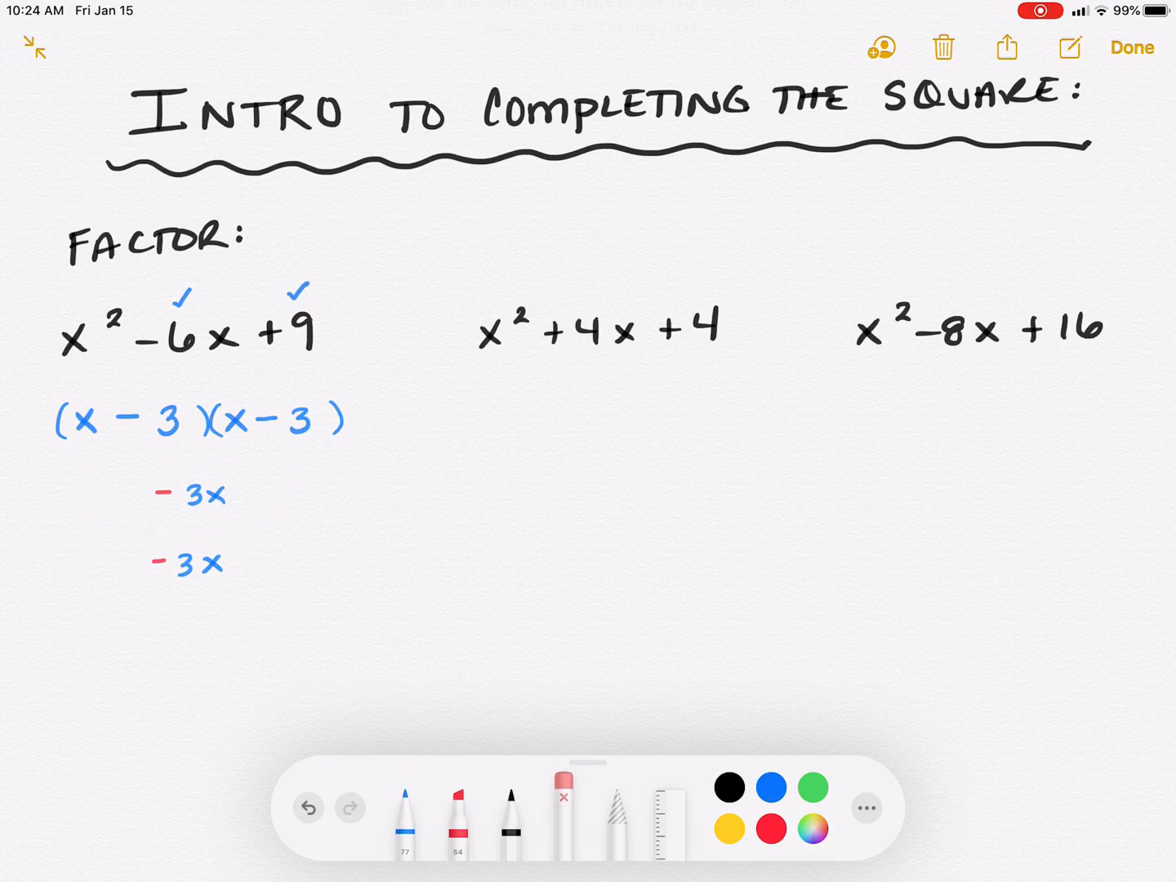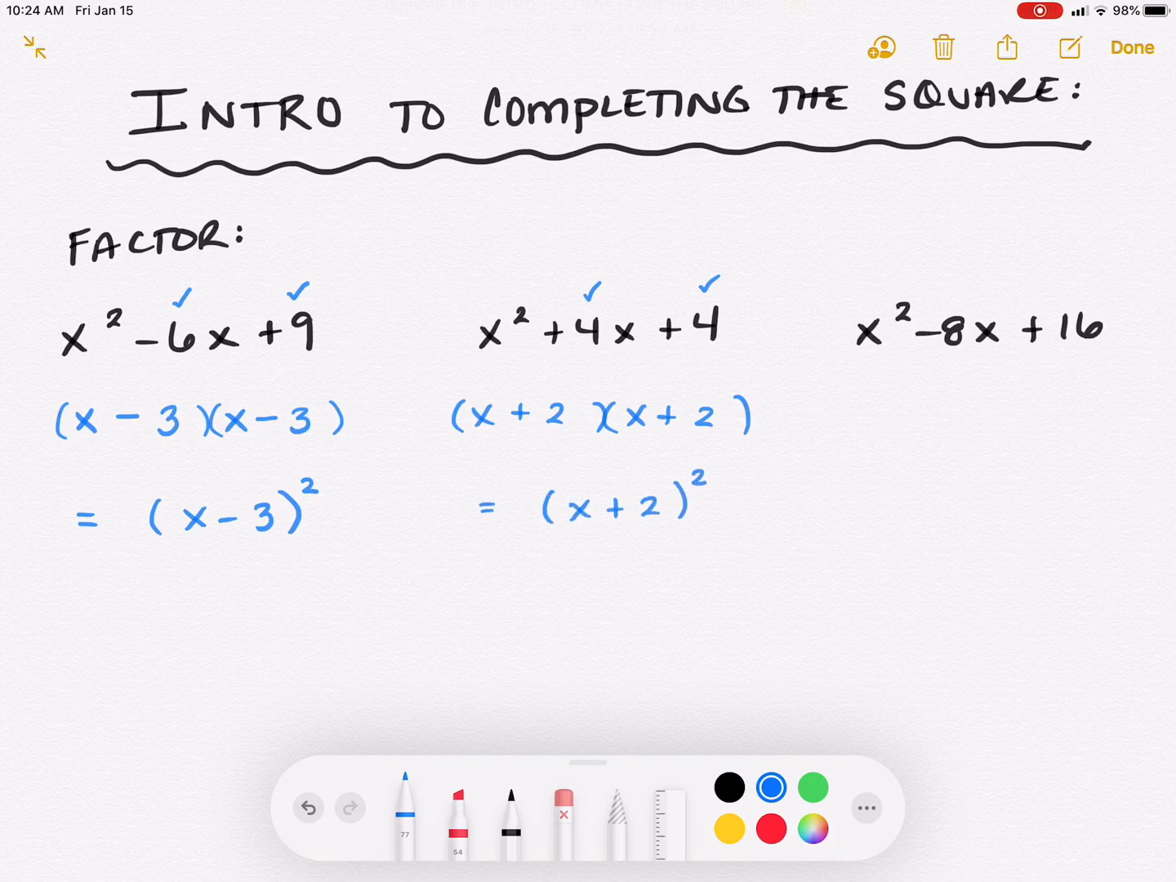And so actually what we see here is that since we have the same thing twice, we can represent this as x minus 3 squared. Okay, so you probably left it as x minus 3 and x minus 3. Why don't you write on your paper this extra step of putting x minus 3 squared? So let's check your work on the next one. You should have gotten x plus 2 and x plus 2 because it adds to make 4x and multiplies to make 4. Again, we notice that we get the same thing twice, and we can represent that as x plus 2 squared.